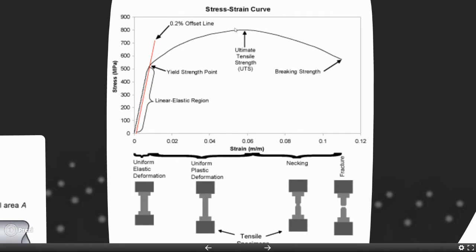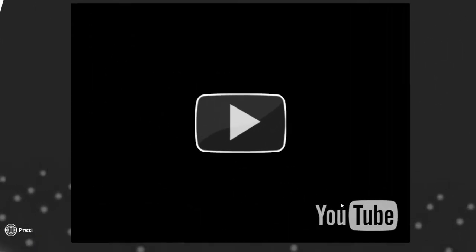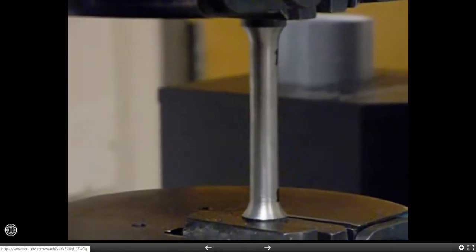Now keep in mind that this region in between ultimate tensile strength and the breaking or fracture strength, you have necking occurring, which is same thing as non-uniform plastic deformation right here, and then it finally breaks. And here's a video of a tensile test right here. Let's see if I can turn that up a little bit.